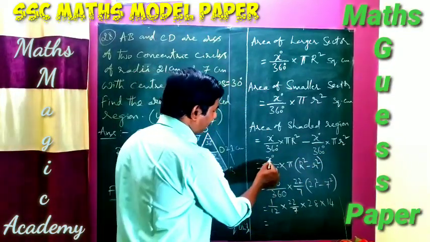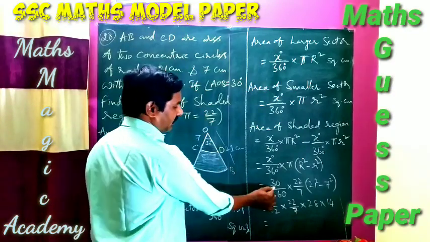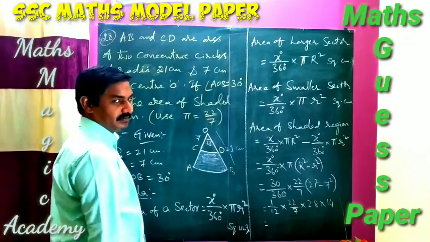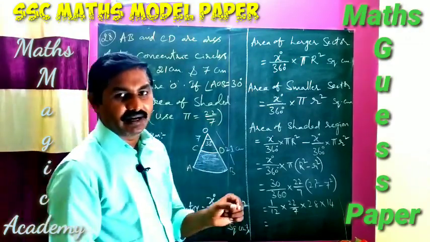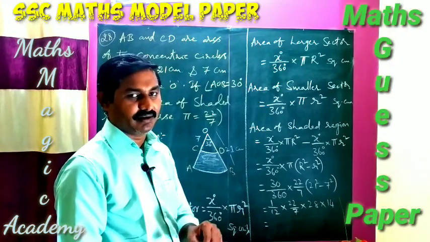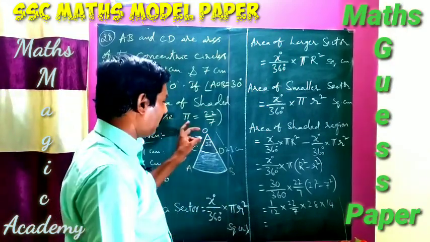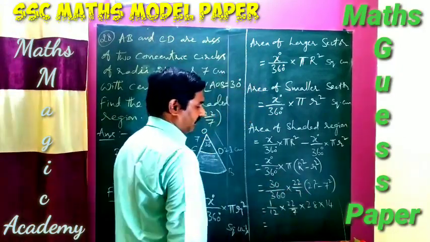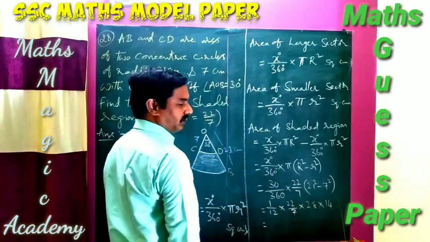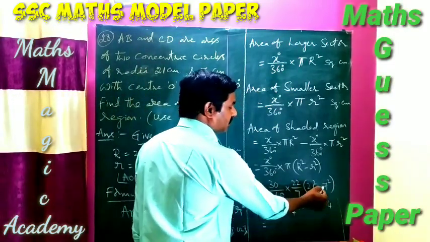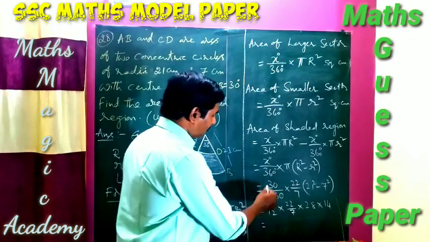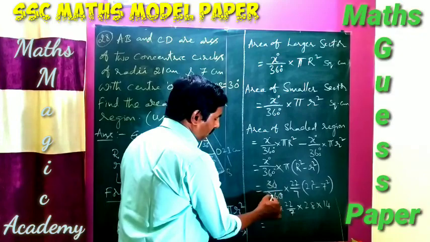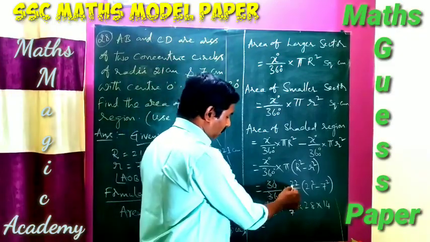So what do you observe here? The x value, what is the x value? 30 degrees. So 30 degrees by 360. And here the pi value, only what they have given, that pi value is 22 by 7. If they mention at the end of the question that the pi value is 22 by 7 or 3.14, whatever they mention, only that value you have to consider. So here I am considering the pi value as 22 by 7. And here the capital R value is 21 and the small r value is 7. That means 21 square minus 7 square. Now if you do the cancellation, 3 ones are 3, 3 twelves are 36, so it becomes 1 by 12 into 22 by 7.